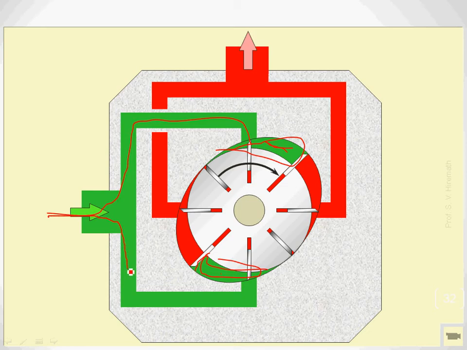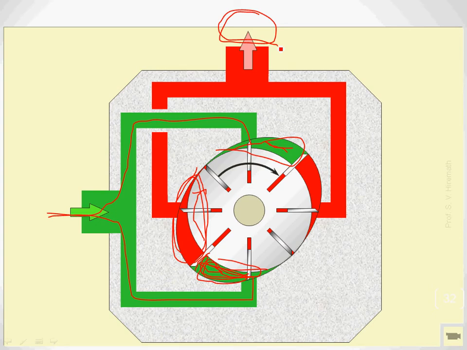line, right? So when it reaches this particular point, whatever gap we have between these vanes will be occupied with the help of hydraulic fluid. During the next half rotation, there is a reduction in the volume here. This reduction in the volume is going to squeeze the hydraulic fluid, so that it will be discharged from the outlet itself. So this is the case of the balanced vane pump.